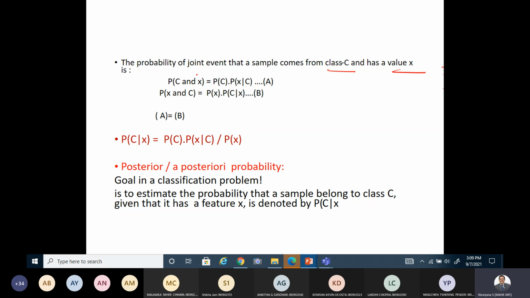All of you know how to express this, right? It is nothing but P of C, a multiplication rule. Similarly, if I write X and C instead of C and X, that is also acceptable, but the relation here slightly changes. But you understand that A is equal to B.